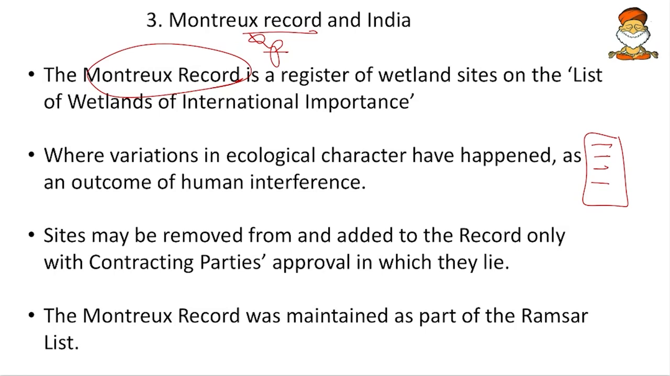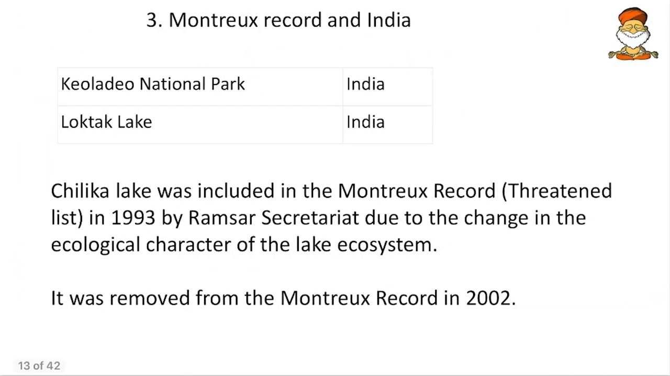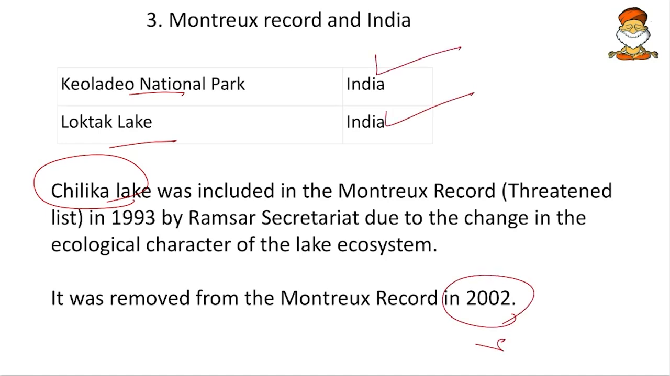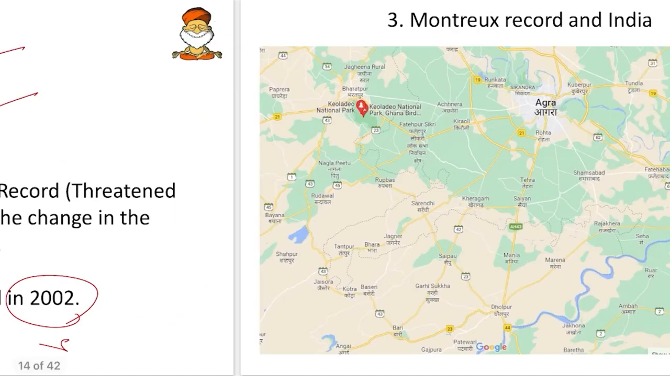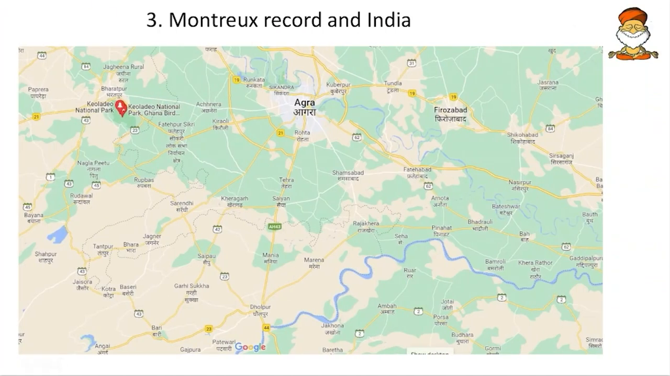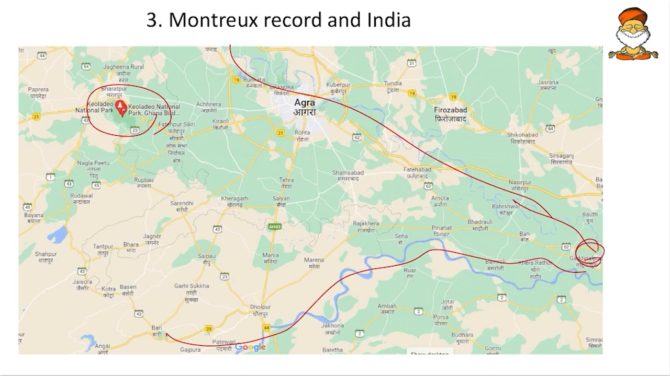And coming to India, we had three wetlands in the Montreux record, that is the Keoladeo Ghana wetland, Loktak Lake and the Chilika. However, Chilika was removed in 2002, and now only the two, Keoladeo Ghana and Loktak Lake, are present in the Montreux record. And then coming to the map work of those, here we have the Keoladeo Ghana. Very near to it, the Yamuna River and Chambal River flow, and they meet together here, and the Keoladeo Ghana is very near to Agra, Fatehpur Sikri and other places. So do the map work like this, and you will remember.